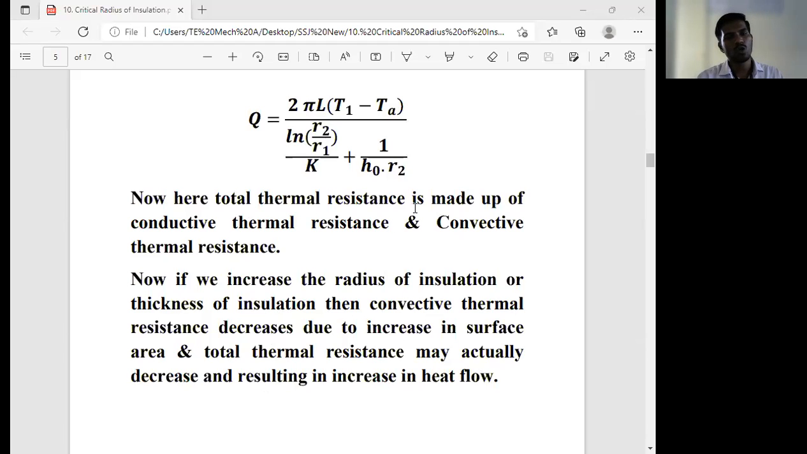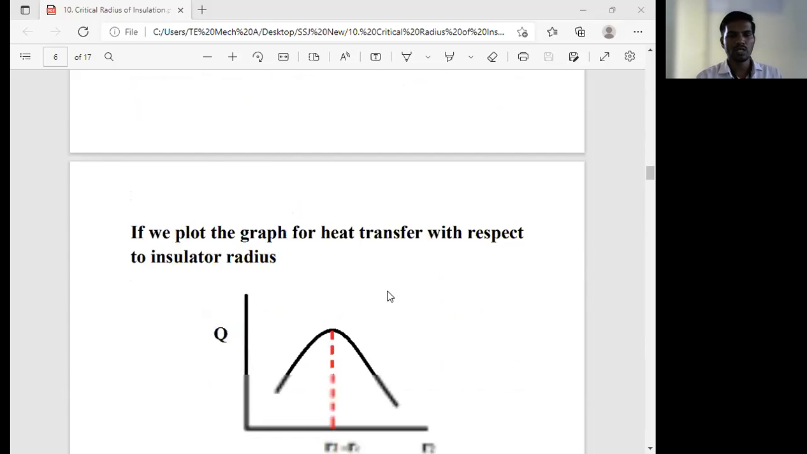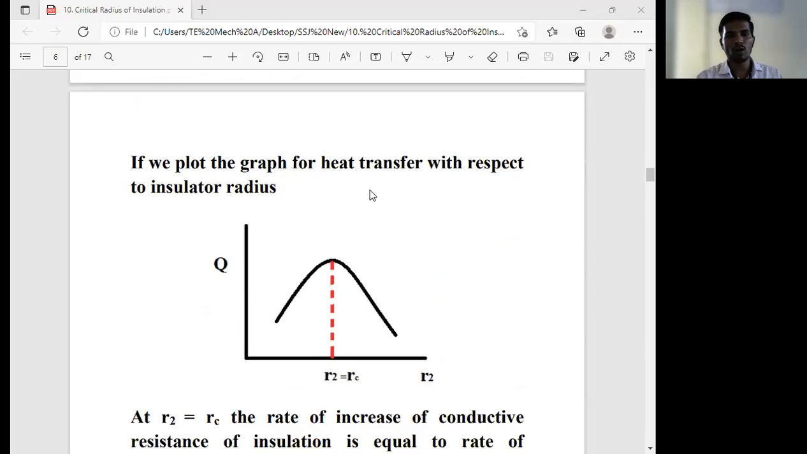Okay, so if radius of the insulation will be increased, then conduction resistance will increase and convection resistance will decrease. But we are considering that convection resistance will affect more, so therefore heat transfer rate will increase. Okay, so now we plot the graph of heat transfer with respect to insulator radius.